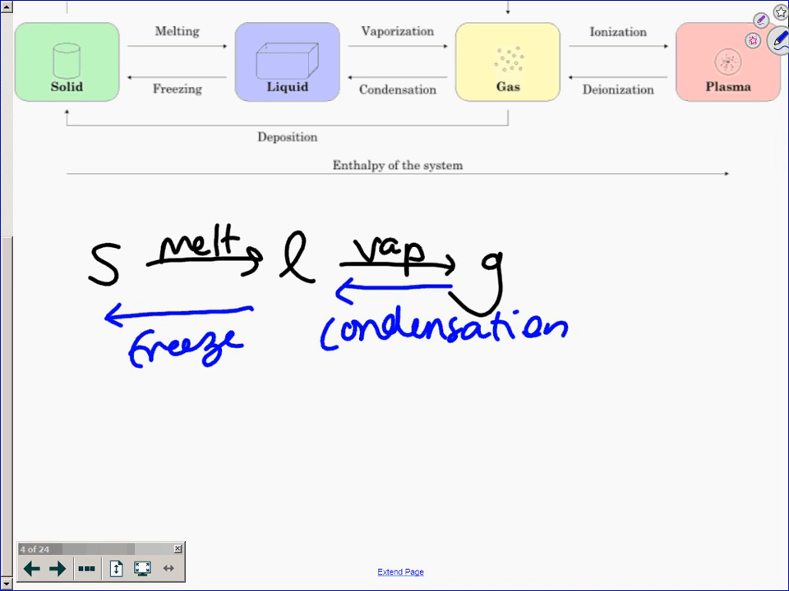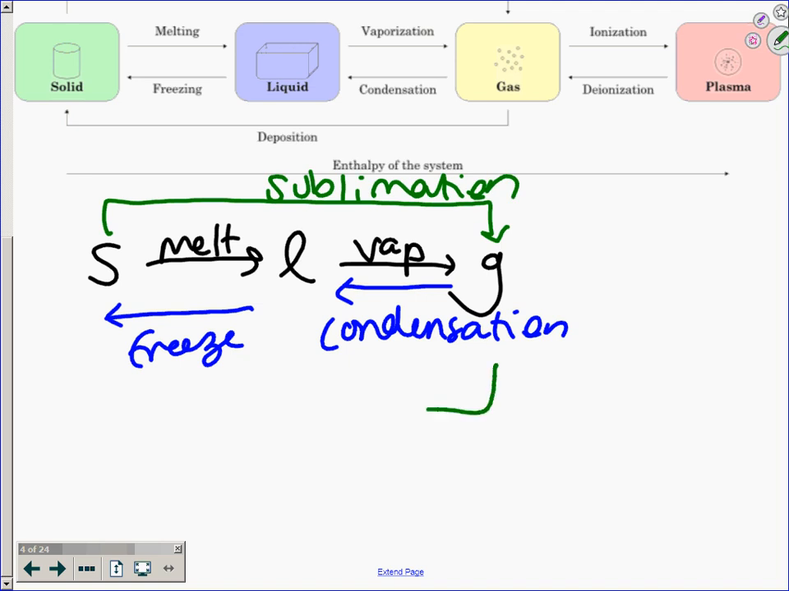There's one I'm missing. Where is sublimation? Where is the phase change occurring? Okay, so from solid to gas is when you go directly from solid to gas. You skip the liquid phase, that's sublimation. And what about gas to solid? It deposits, right? It's going to be a deposition process.